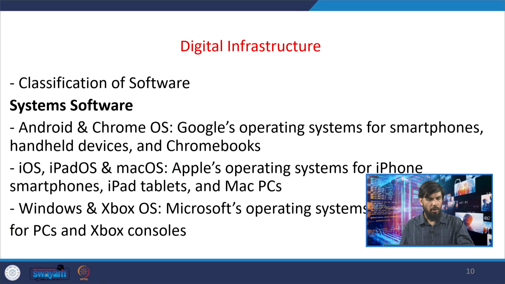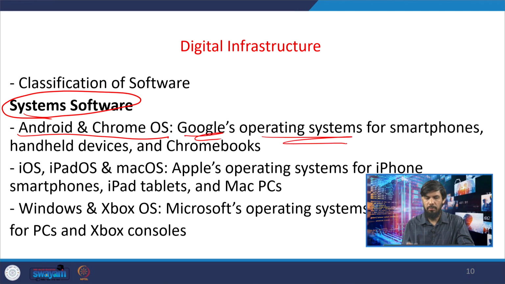Now, moving on. The examples we talked about touched upon the operating system. Operating system, as I said, is an example of system software. What are these? Android and Chrome OS are Google's operating systems for smartphones, handheld devices and Chromebooks. Android is for smartphones and handheld devices, and Chrome OS for Chromebooks. So, an operating system is an example of system software, as we talked about.